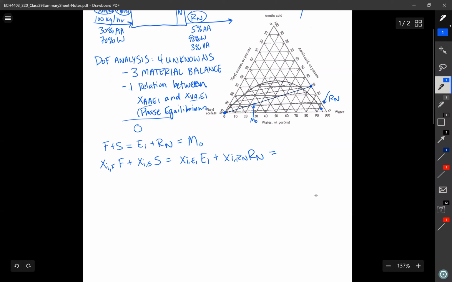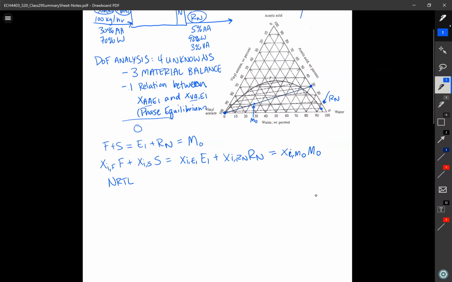And that is all equal to, I can do a mixing point evaluation here, xi of the mixing point times the mixing point. So these are the three equations. And then my last equation is this relationship in the phase equilibrium. And recall that this comes from the NRTL model, which we're not going to get into in this class. I'm just going to use the graphical method.